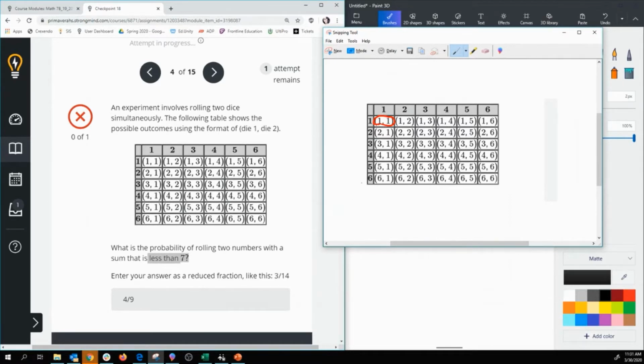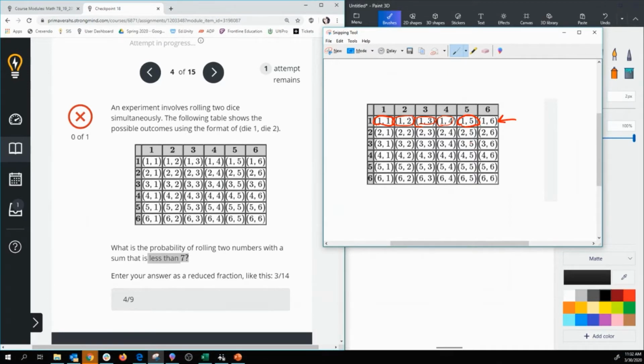What about the second one here, this 1 comma 2? Yep, the second one would work. 1 comma 3, this gives me 4, right? This one works. 1 comma 4, if I add those two together, that's 5. This one works. 1 comma 5, this one gives me 6. That works because that is less than 7 still. What about this very last one here? This 1 comma 6, does that one work?